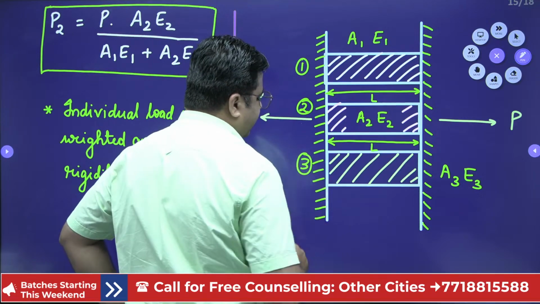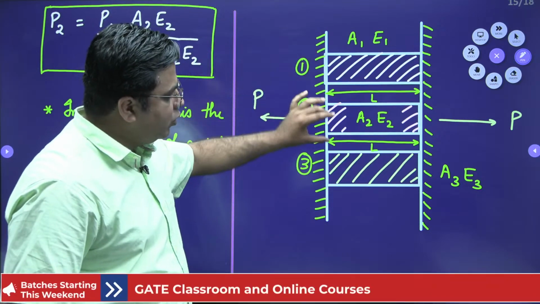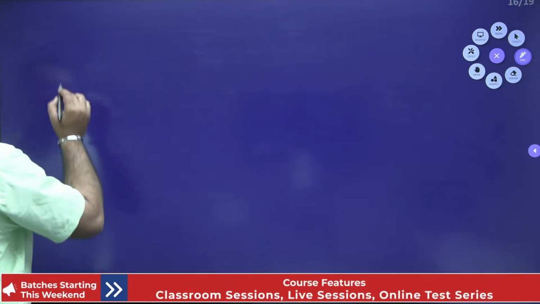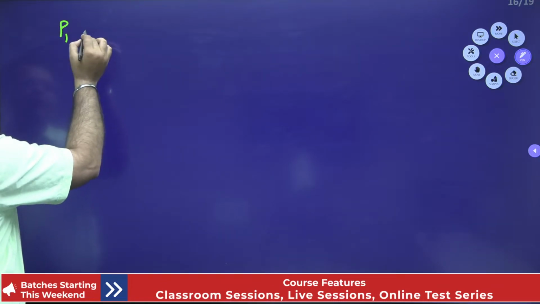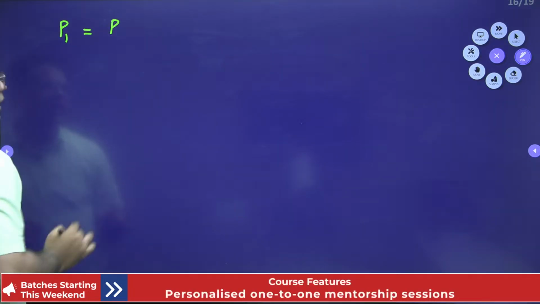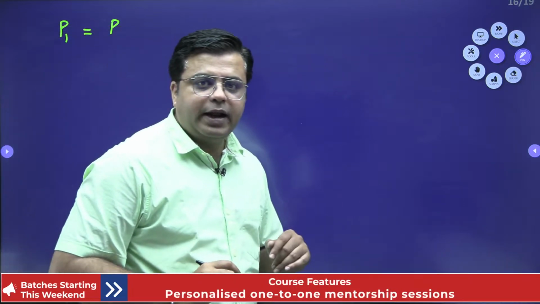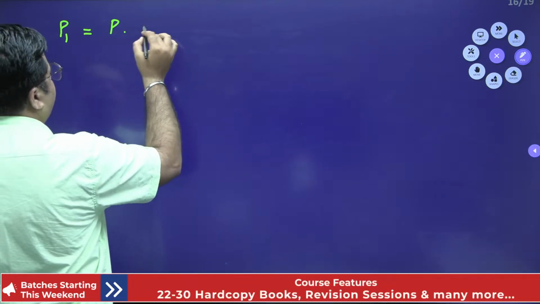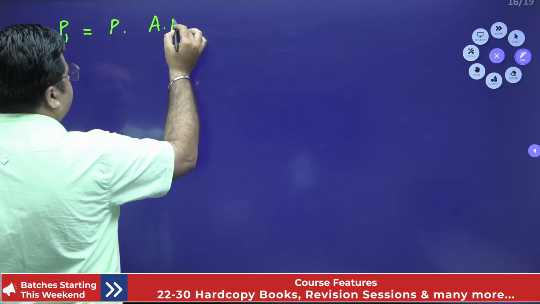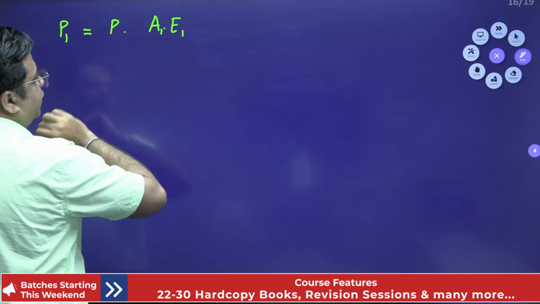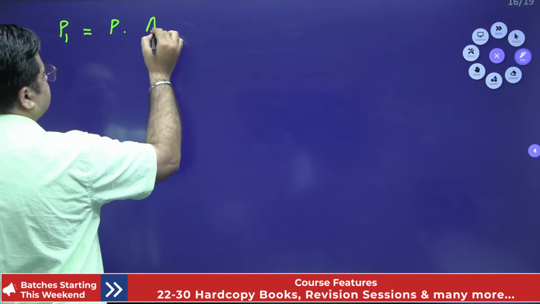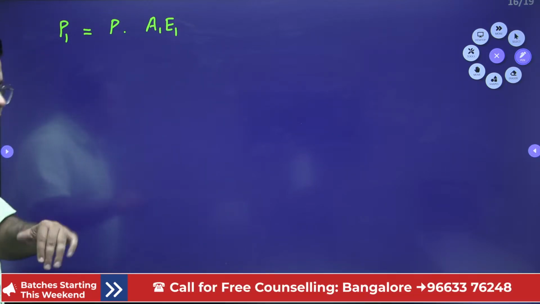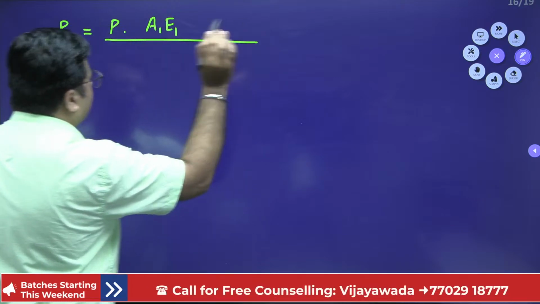Now you need to write individual loads that will be coming over these three members. So what you have to do is, you have to simply write P1, right? And equal to P, that is the total load. Then write axial rigidity of member 1. Axial rigidity of member 1 is A1 into E1. This is the axial rigidity of the member. In the denominator, write axial rigidity for all the members.